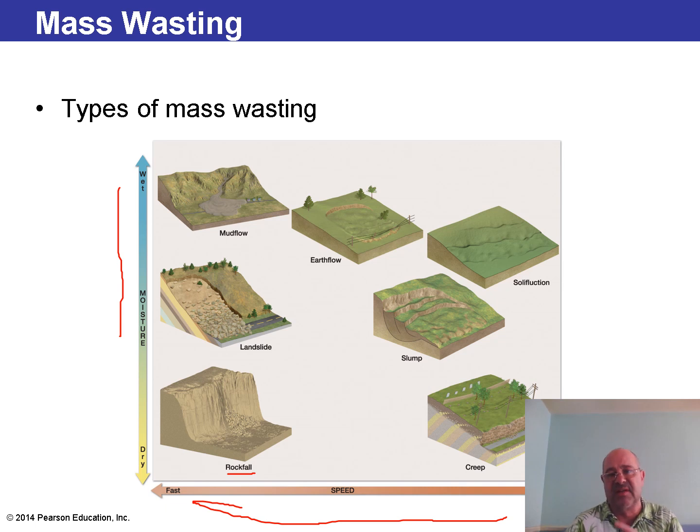Solifluction, the slowest. Now, creep here is the slowest that we see in Oklahoma, okay? The only thing that is slower than creep is solifluction, and it takes place in the northern latitudes, okay? This happens when the ice freezes and thaws. It moves things just a little bit. It freezes, it thaws. It freezes, it thaws, okay? So it moves really slowly through a freeze-thaw cycle.